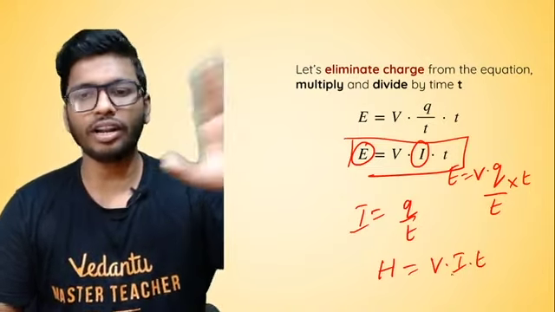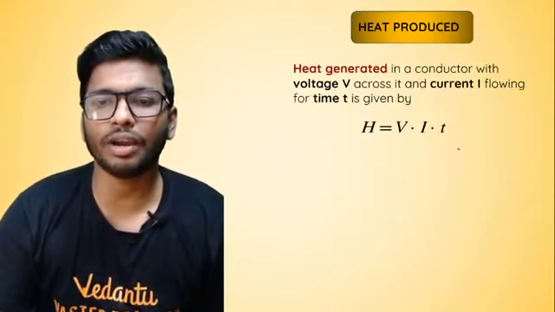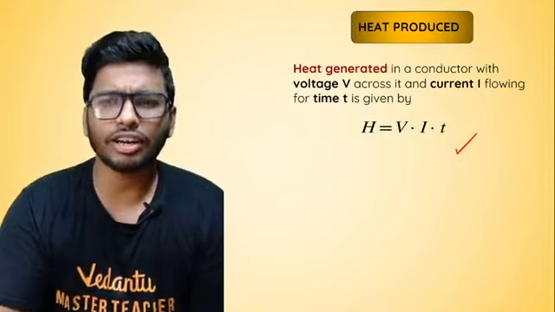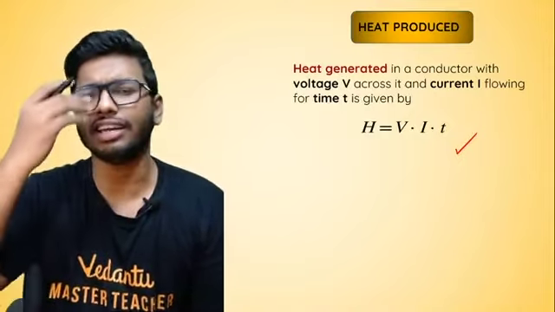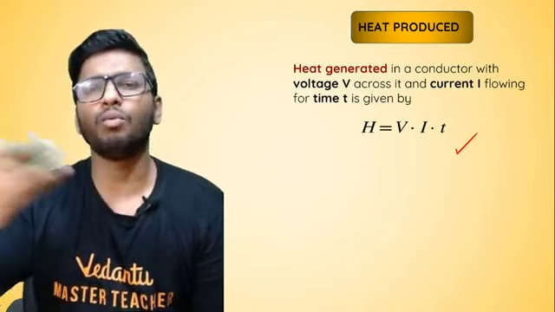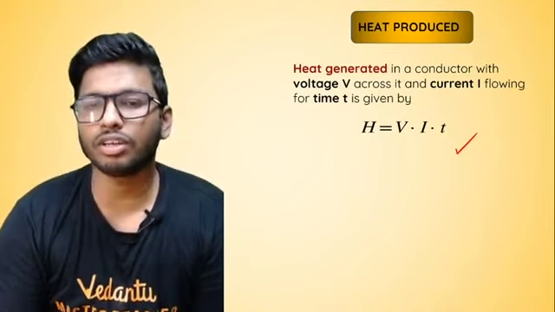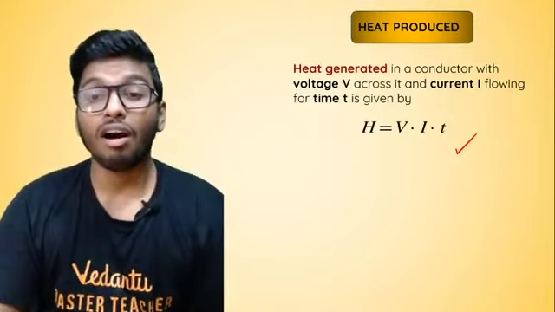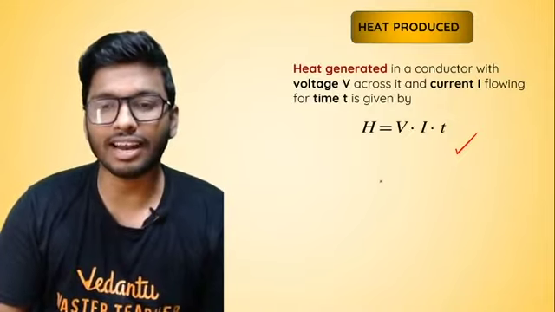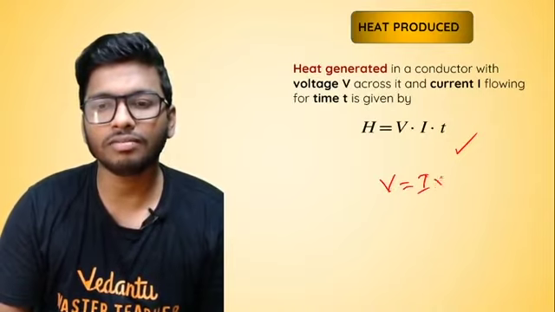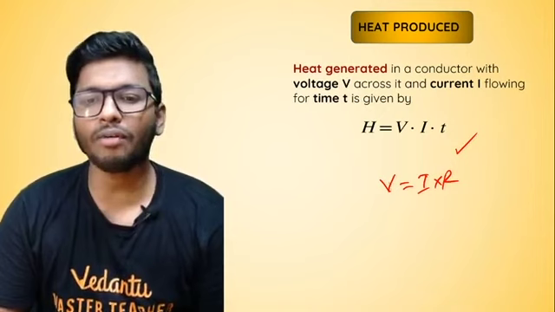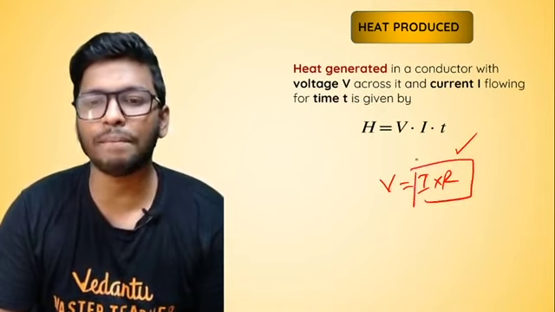So H is equal to V into I into T. Very simple, where H is nothing but heat generated. So in other words, heat generated in a conductor is basically equal to the voltage into the current flowing through the circuit into the time that it is given by. As simple as that. Now, according to Ohm's law, we've also seen that V is equal to I into R. So what we can do is substitute this value in place of V.